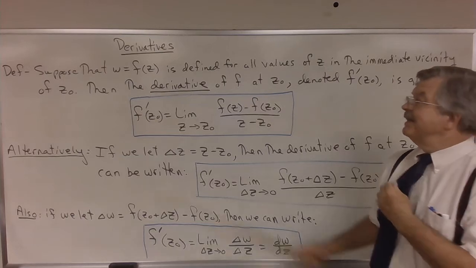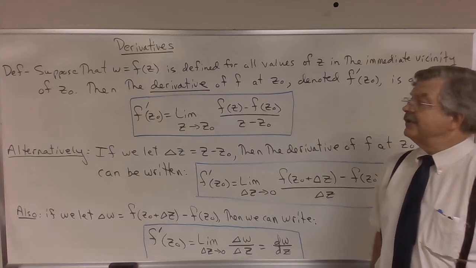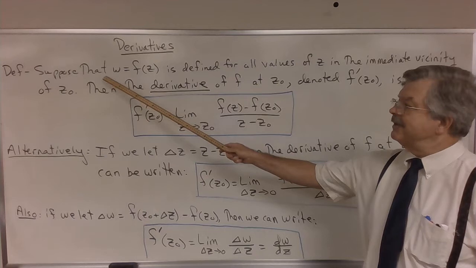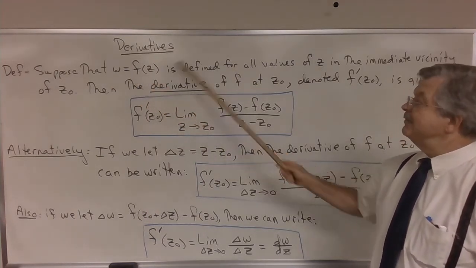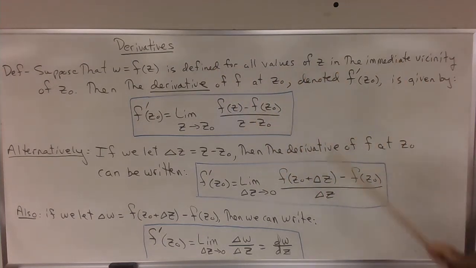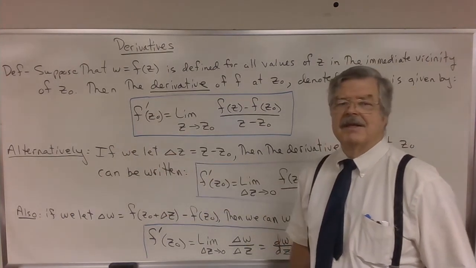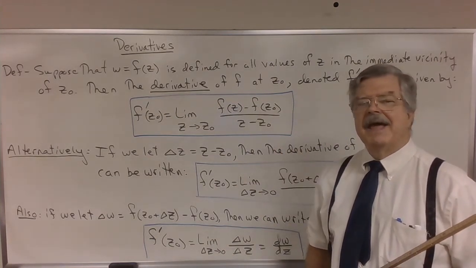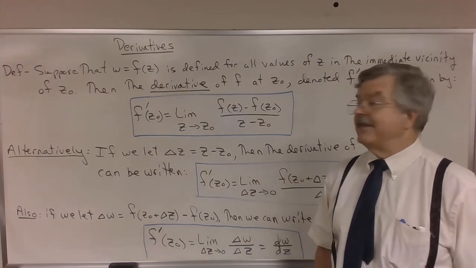Hey everybody, today we're going to be talking about derivatives of complex valued functions. And here's our first definition. Suppose that w equals f of z is defined for all values of z in the immediate vicinity of the point z0. So we can draw a circle around the point z0, and our function f of z is defined for all values of z in that circle.